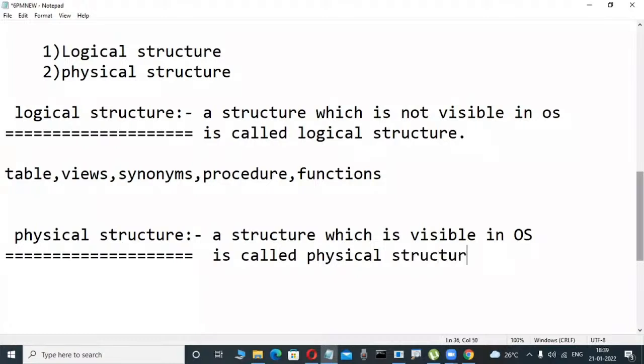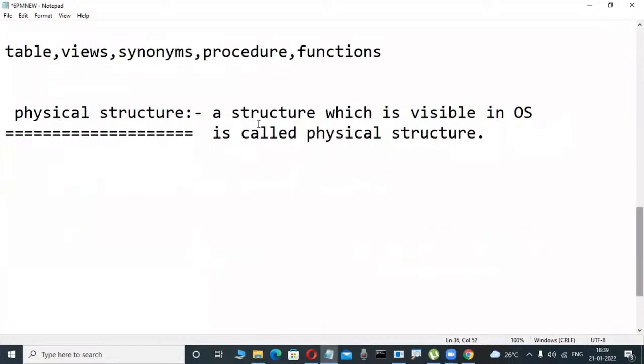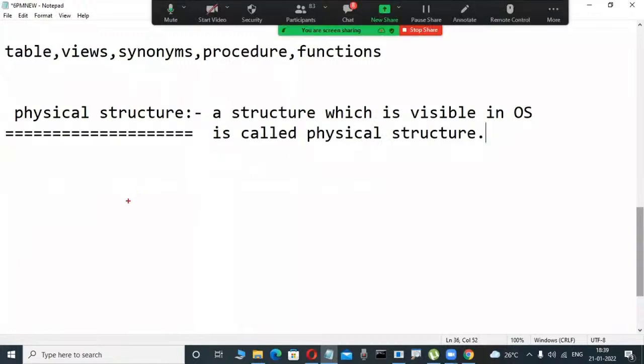I'm telling the definition side only, because today I will tell you which definition of a database is correct. A structure which is visible in the operating system is called a physical structure. Suppose you install software like PowerPoint, MS Access or Word, physical files are created on the disk.